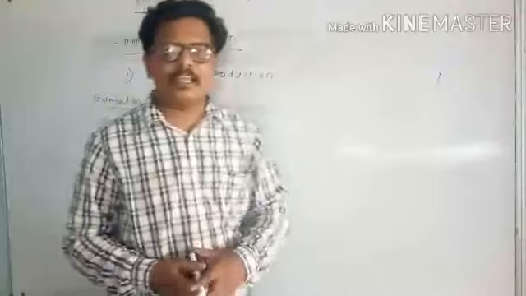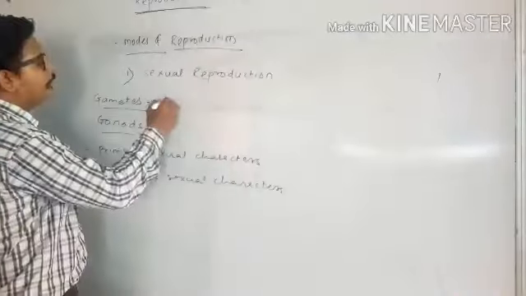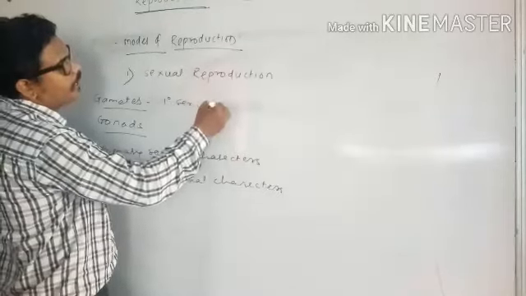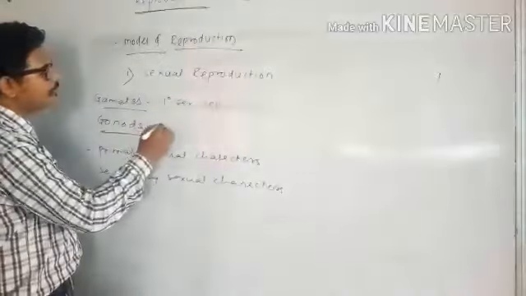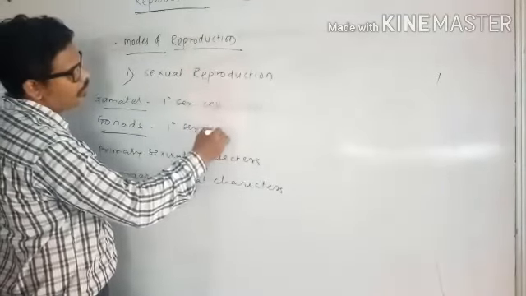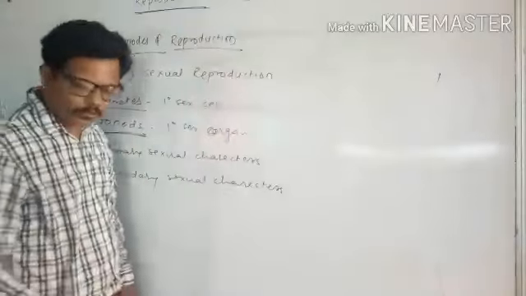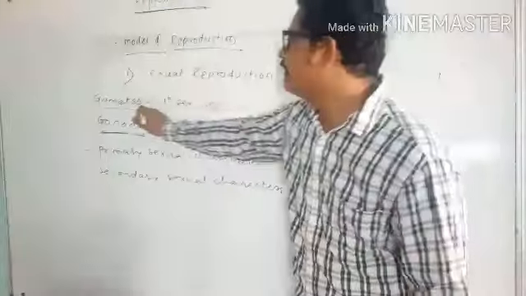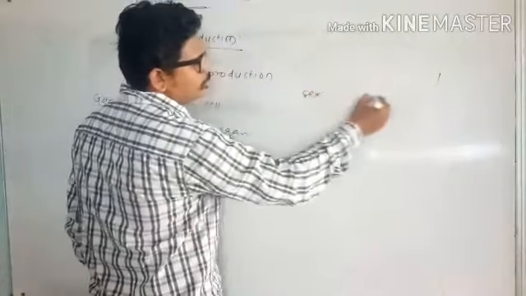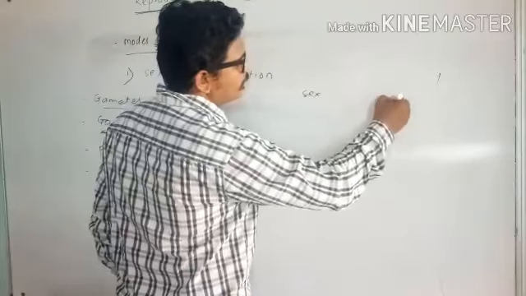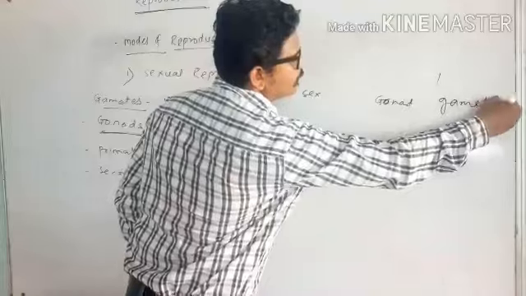First of all, what are gametes and gonads? Gametes means primary sex cell. Primary sex cell means gamete. Gonad means primary sex organ. Primary sex organ means gonad. अगर इधर देखते हैं sex, then gamete, gonad, and gamete.